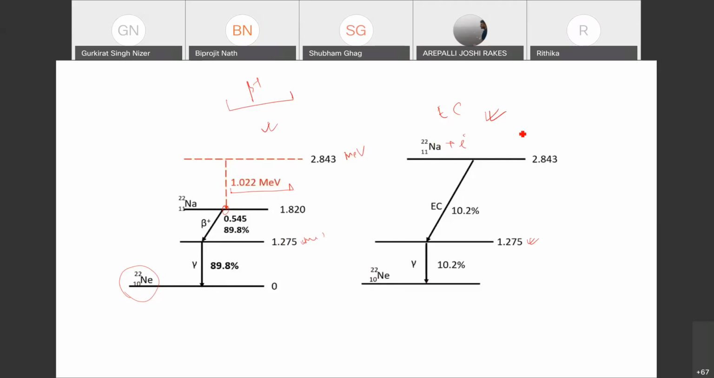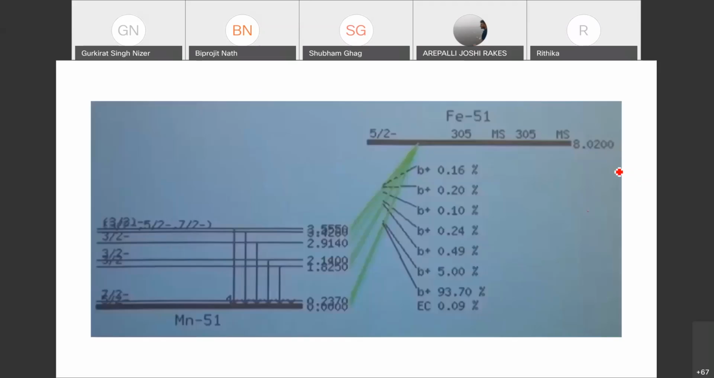So the answer is, if the transition between the two levels is higher, for example, then the probability of positron decay is also higher. And if the gap between two levels is lower, then electron capture is higher. As we can see from iron-51 to Mn-51, as the levels get higher and higher, the probability of positron decay is also higher, and as it goes lower and lower, the positron decay is also lower and lower. And the same goes for electron capture. As the gap is higher, the extent of electron capture is lower.